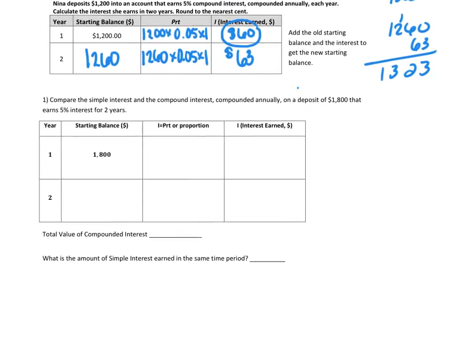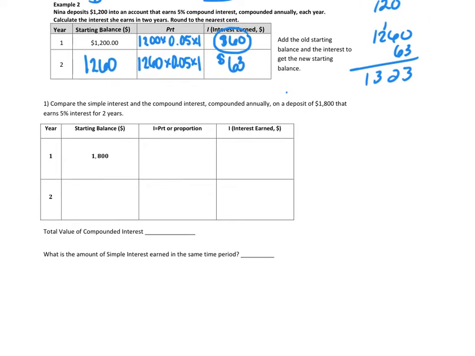Okay, compare the simple interest and the compound interest on a deposit of $1,800. Okay, so simple interest would be $1,800 times 0.05 times 2. That's simple interest. 1,800 times 0.05 times 2. And we get 180. So 180 is the simple interest.